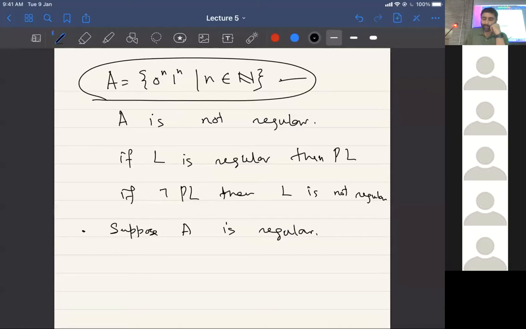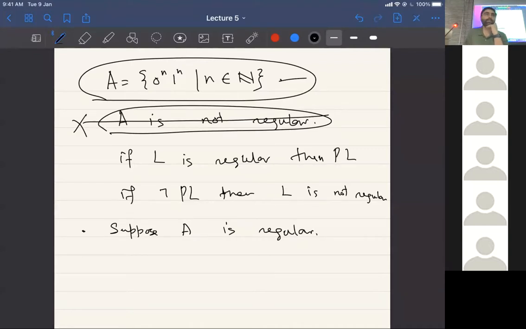So we know that this language is not regular, but forget about this for a second. Suppose we do not know that this is not regular. So in order to apply the pumping lemma, our assumption is that suppose A is regular. Because if a language is regular, we can apply the pumping lemma. And if we cannot apply the pumping lemma, it means that our assumption was not correct and A is not regular. So this is called proof by contradiction.